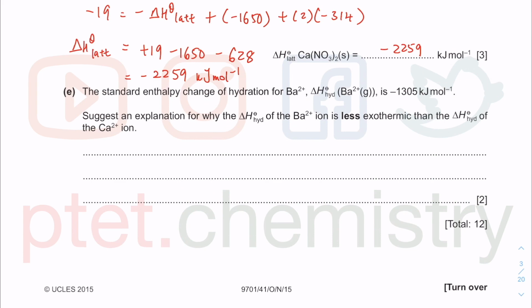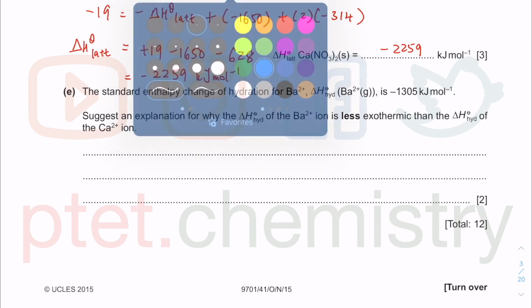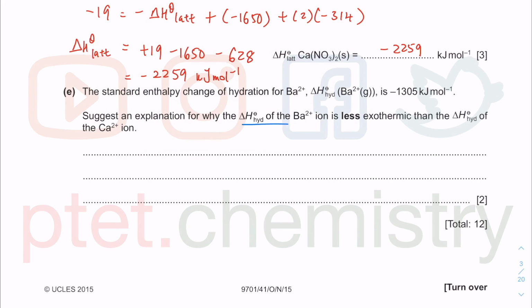Last bit of this question, a 12-mark question. This is about comparing the hydration enthalpy of Ba2+ versus Ca2+. The hydration enthalpy of Ba2+ is less exothermic. So you are forming a weaker ion-dipole bond. If you think about the ion-dipole bond, you are forming the bond between the ions and the dipole. Both of them are dissolved in water, so there's nothing to do with the dipole. Everything has to do with the ion. This is to do with the charge density of the ions.